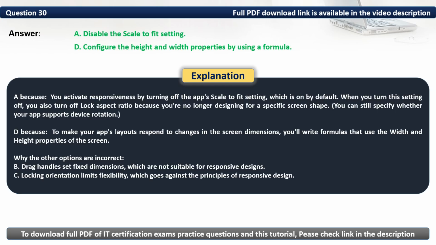A, because you activate responsiveness by turning off the app's scale to fit setting, which is on by default. When you turn the setting off, you also turn off lock aspect ratio because you are no longer designing for a specific screen shape. D, because to make your app's layouts respond to changes in the screen dimensions, you write formulas that use the width and height properties of the screen.